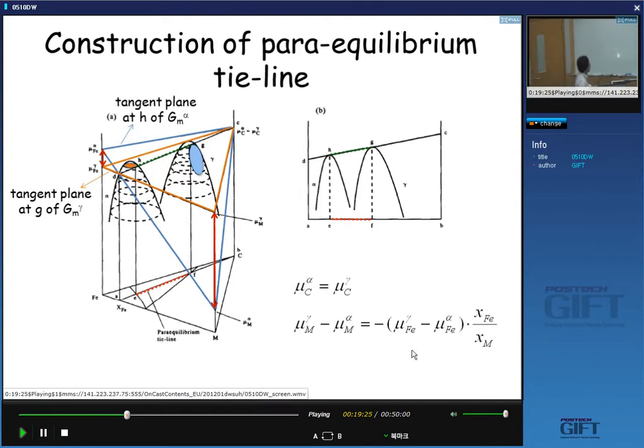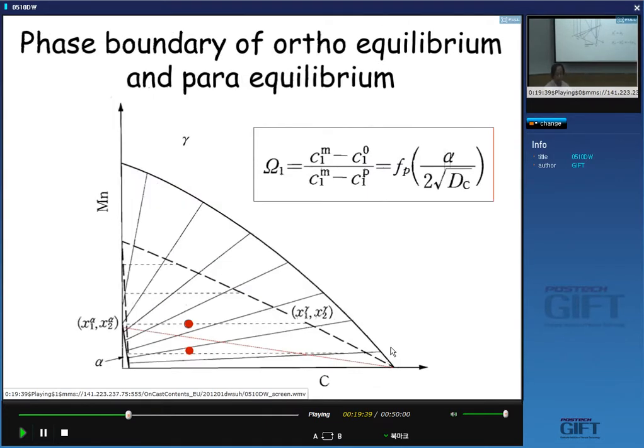So by sectioning this 3D free energy curve with a fixed given ratio of iron and the substitutional element, you can construct the para equilibrium phase boundary like this broken line. This solid line is the real equilibrium line, which considers full equilibrium of carbon, manganese, and iron in the ternary system. Considering full equilibrium means that the chemical potentials of carbon, manganese, and iron in ferrite and in austenite are the same. The condition to construct this solid line means we consider the full equilibrium.